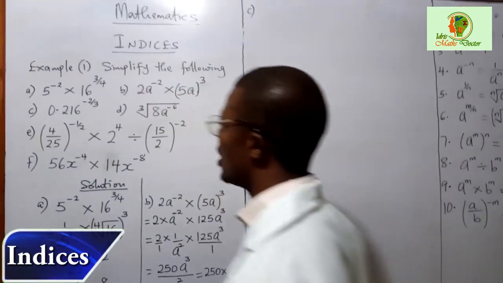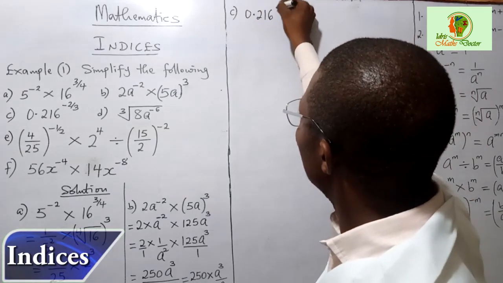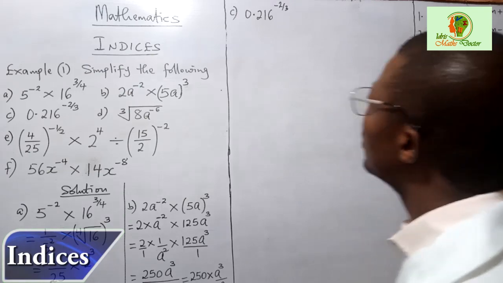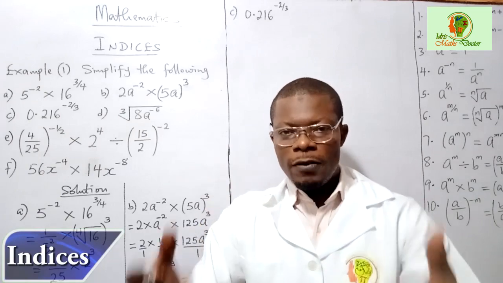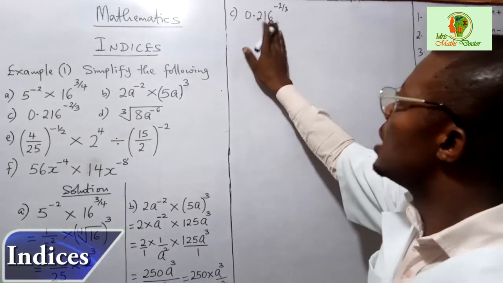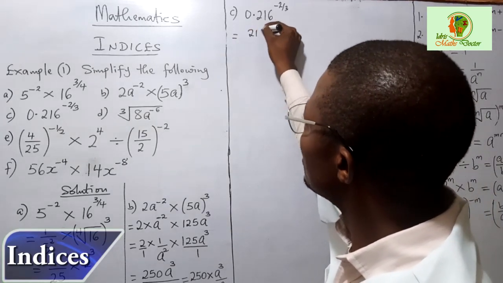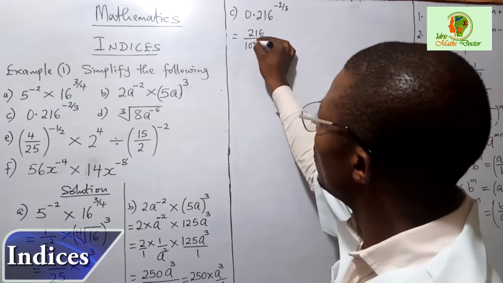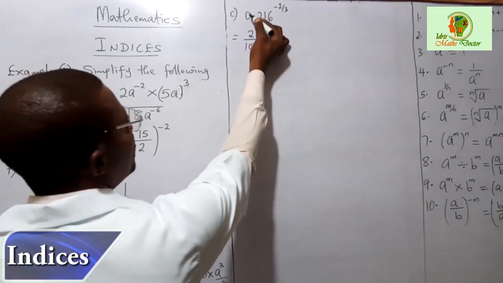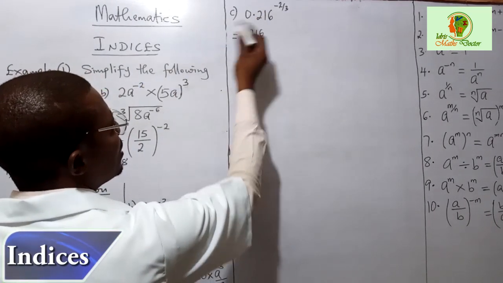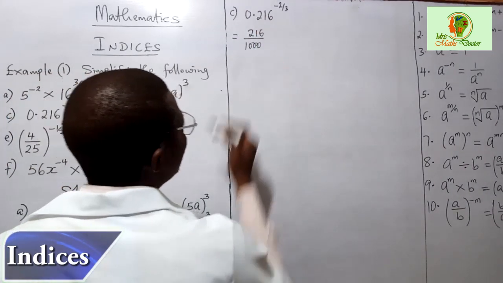The question is: 0.216 raised to power minus 2 over 3. Note, whenever you have a decimal, quickly change it to a fraction. How do we change this to a fraction? 0.216 will become 216 all over 1000. Because this number is 0, you will ignore it. And how many digits after the decimal point? We have 3, so you add 3 zeros.